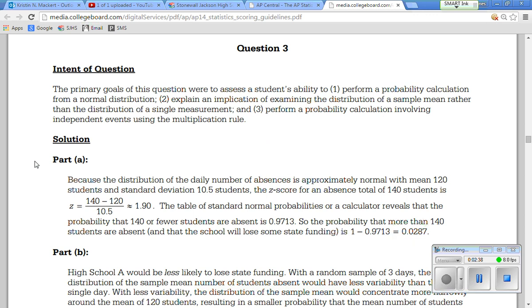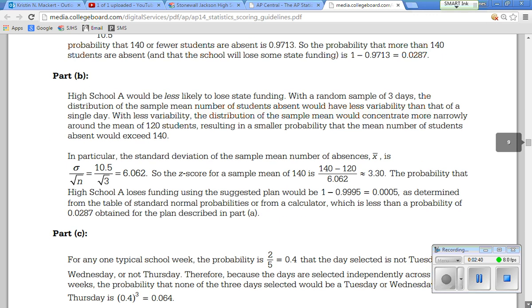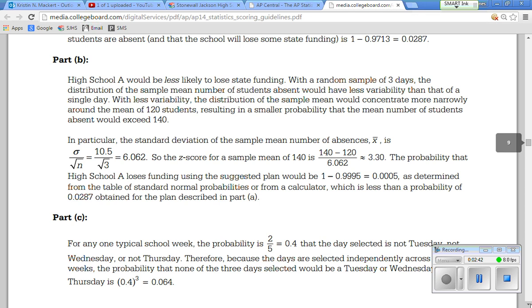All right, let's look at part B. So what is part B asking? Part B is asking for us to be able to decide whether it's more likely or less likely, or equally likely, that we'll lose funding with this plan as opposed to Part A. So what's the difference in plans? One is over 1 day, and one is over a period of 3 days. The answer should be that high school A would be less likely to lose state funding.